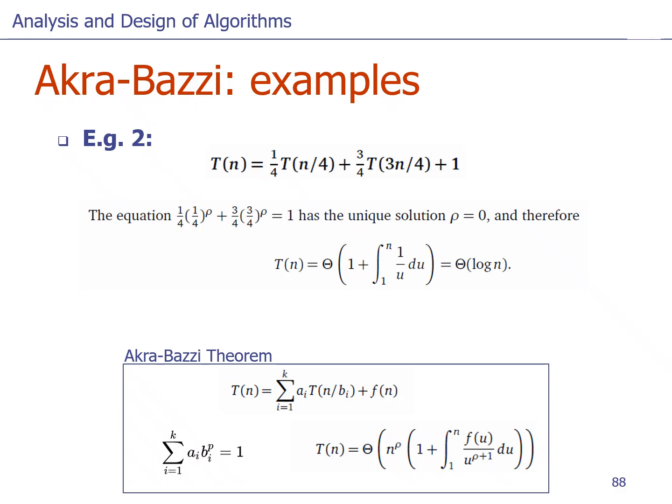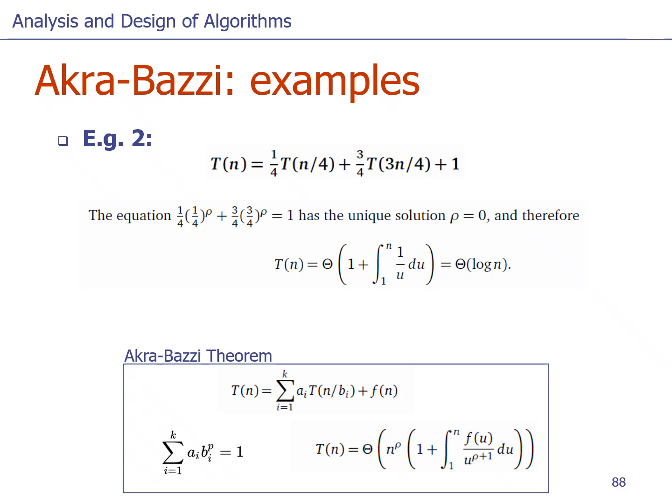Let's look at this second example. I have this weird looking recurrence. 1 over 4, that's the a, multiplied by t of n by 4, plus 3 over 4 multiplied by t of 3n by 4, plus 1. Again, my first step in applying Akra-Bazzi is to find the tau. I will multiply the a by the b raised to the tau, plus the a by the b raised to the tau from the second term.